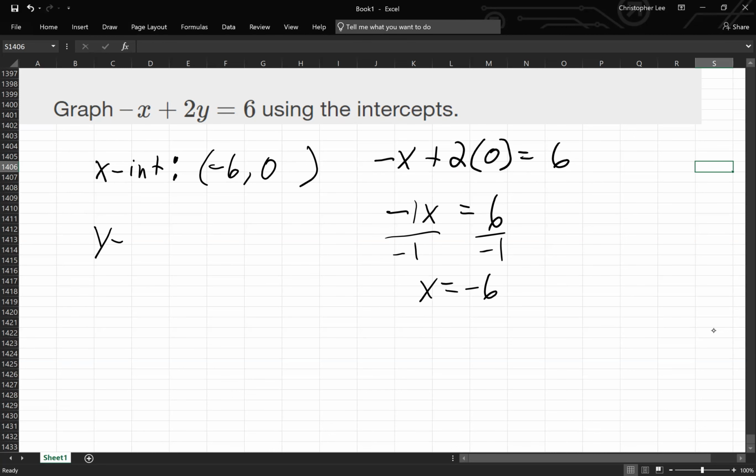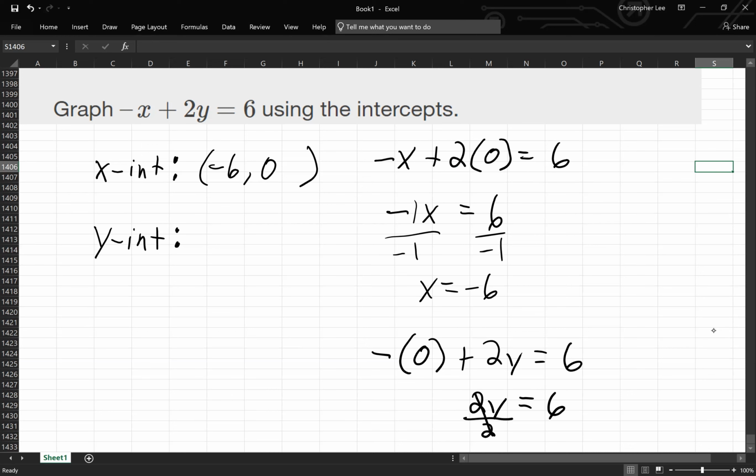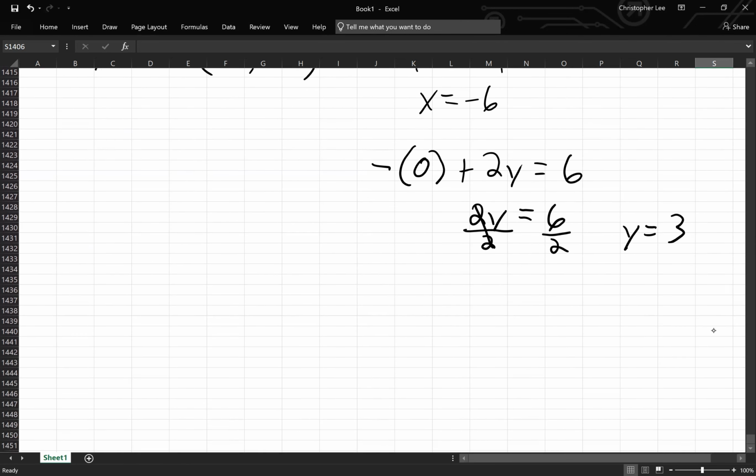What's my y-intercept? How do I get that again? 0 for x. Very good. Negative times 0 is just 0, plus 2y is equal to 6. So this is going to be 2y equals 6. We're going to divide by 2, so y is equal to 3. Very good. So what's my y-intercept? 0 comma 3.